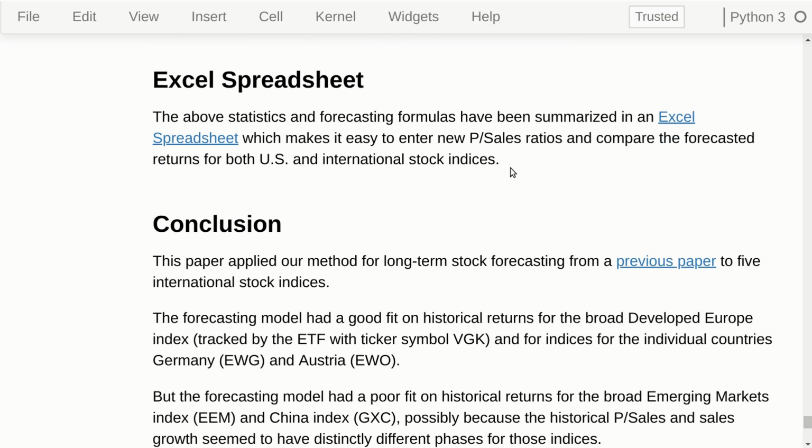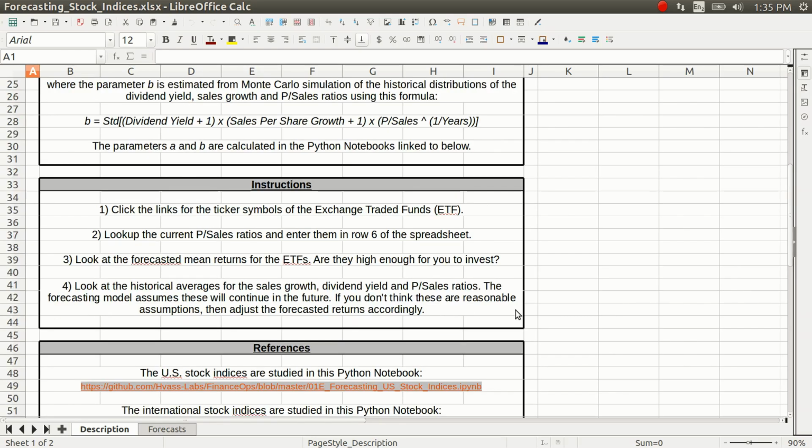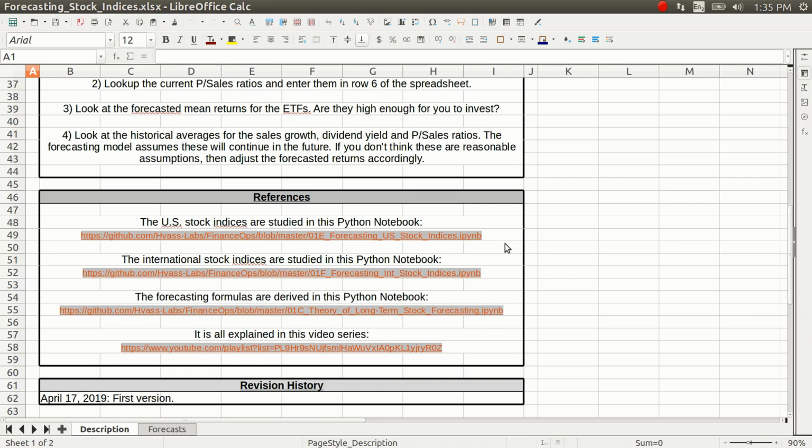So in the last video for American stock indices, I had summarized all of this statistical data, but I thought it might be more useful to compile it all into a spreadsheet. So there is a link below this video and you can click and download this spreadsheet here. And we have 2 pages, one with a description. So first, it just very briefly goes through the mathematical formulas and the theory behind it. And then there are instructions on how to use this spreadsheet. And then there are links to the Python notebooks and the videos.